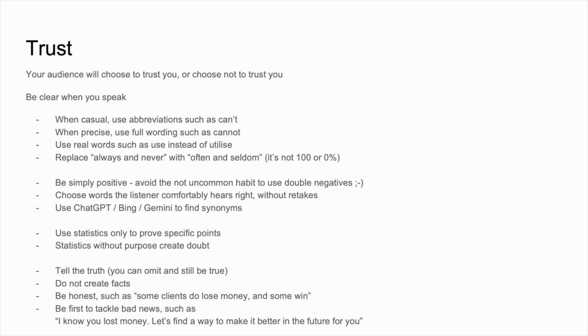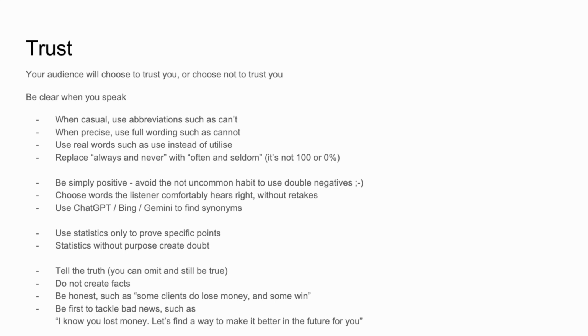Also, when you're in a dialogue, you want to be talking as if you're talking to a friend. Now, if you're talking to friends, you use words like use instead of utilize. So don't use words like utilize because you're trying to impress people. No, skip that. Use the real word because you're trying to connect to people. So use the real word that really describes what it's all about.